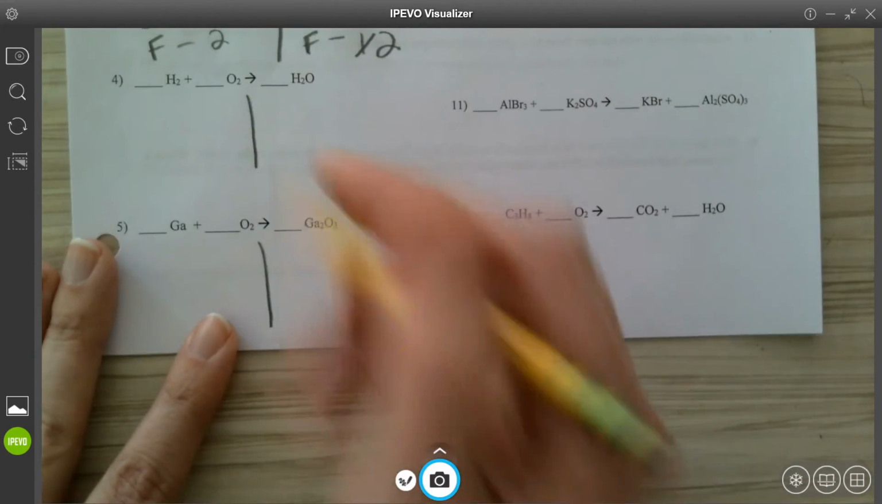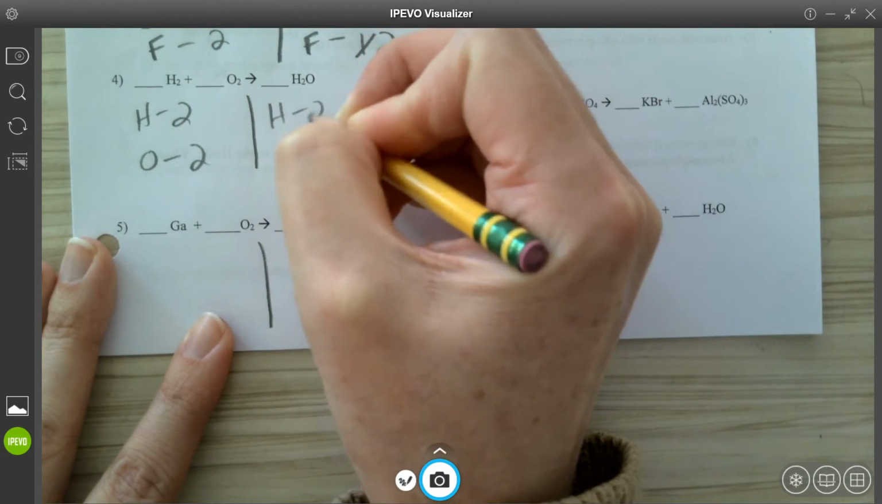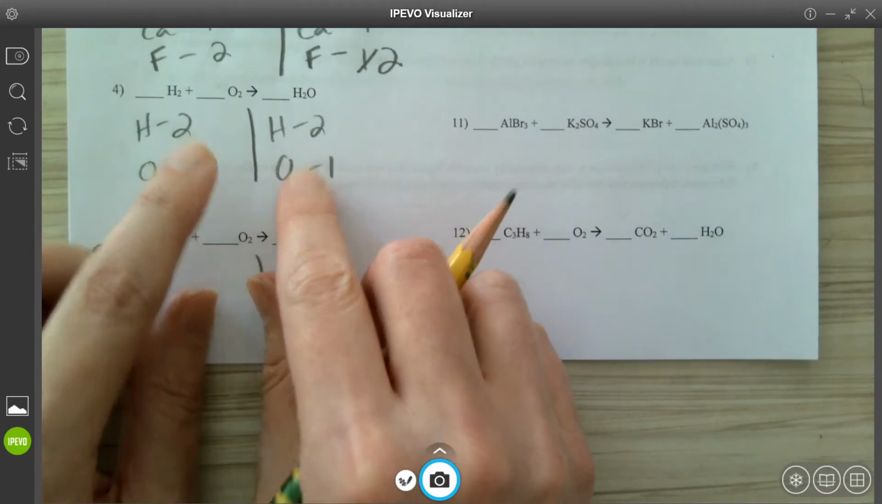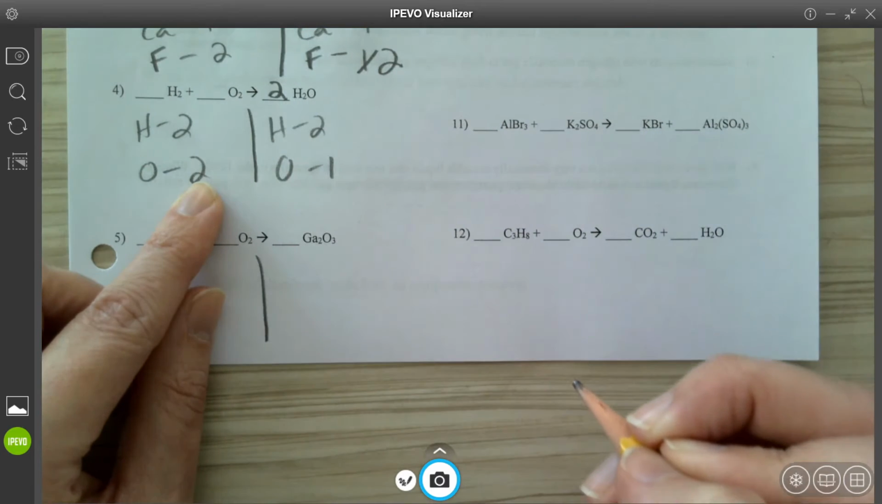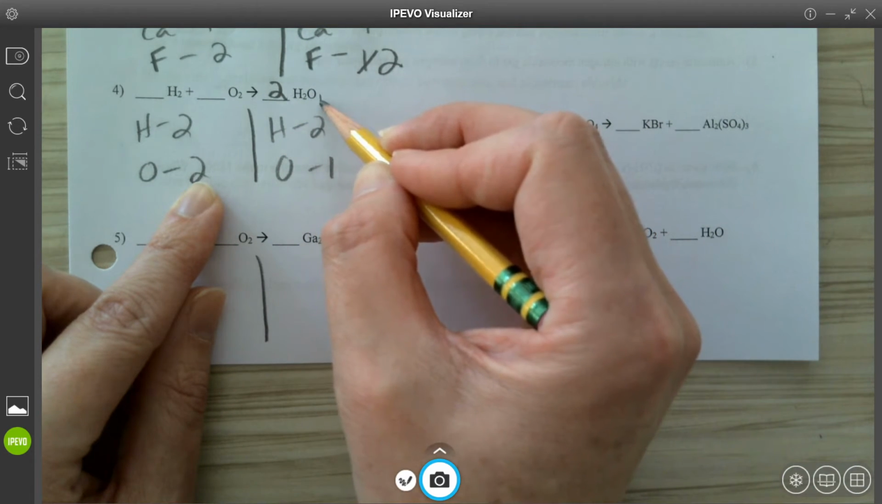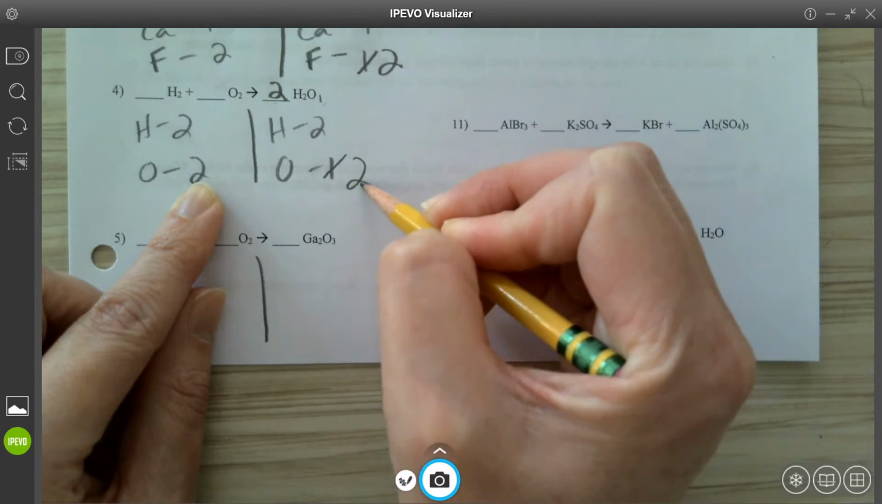All right, number 4. Now we have 2 H's and 2 O's. On this side, we have 2 H's and 1 O. So the H's are balanced, the O's are not. Go to the side with the least, put a number in front. By putting that in front, this has a coefficient, a subscript of 1. 2 times 1, I now have 2 O's.